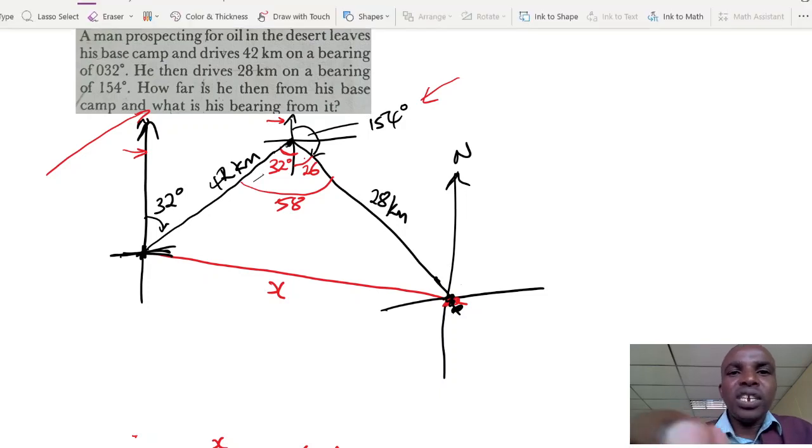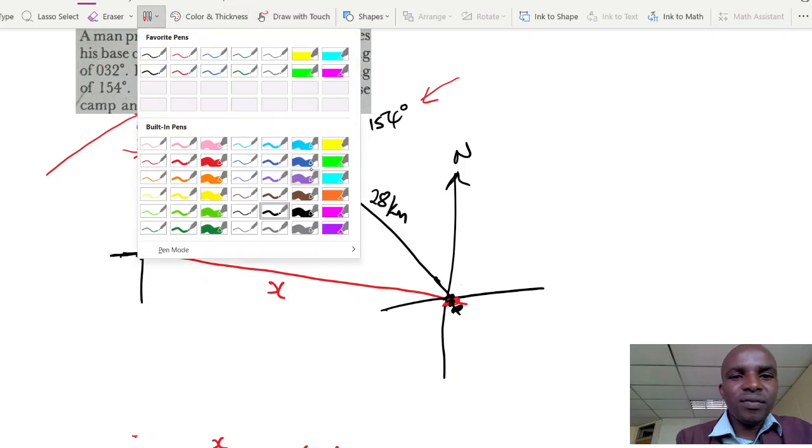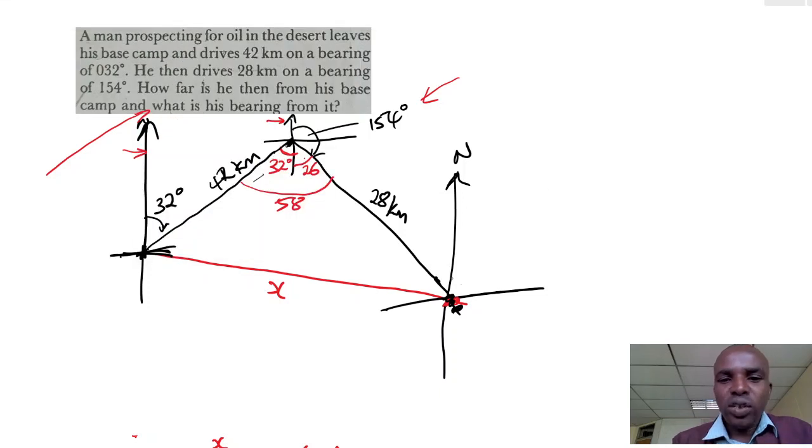Let me change my ink color to blue. This is the angle that I want. So if I can find this angle, that's the bearing of this man from his base camp, right? From his original point. This is the original point here. So the angle is this one.